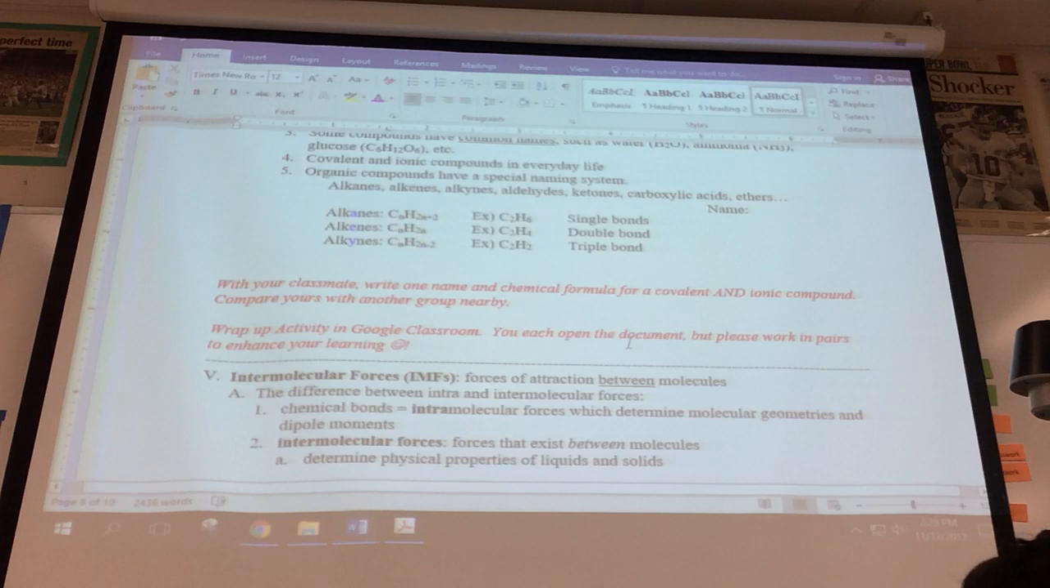All right, with your classmate, write 1 name and its chemical formula for a covalent, and then 1 for an ionic. Let's see how you do with that. If you've got it, then we can move into the last activity in Google Classroom. So with your classmate, write 1 name and 1 chemical formula for a covalent and an ionic compound.